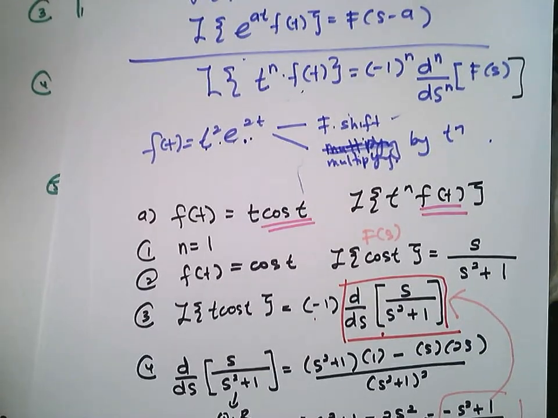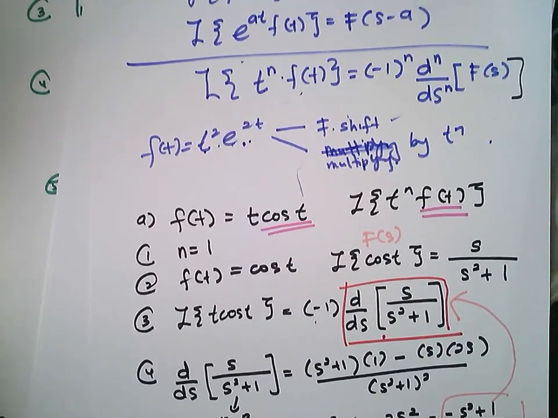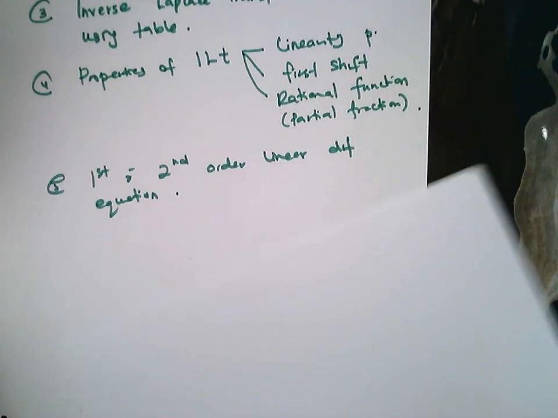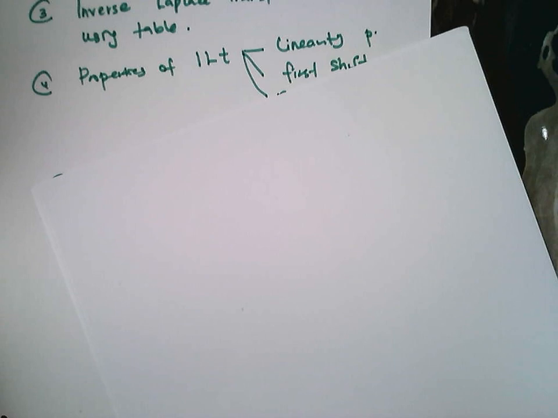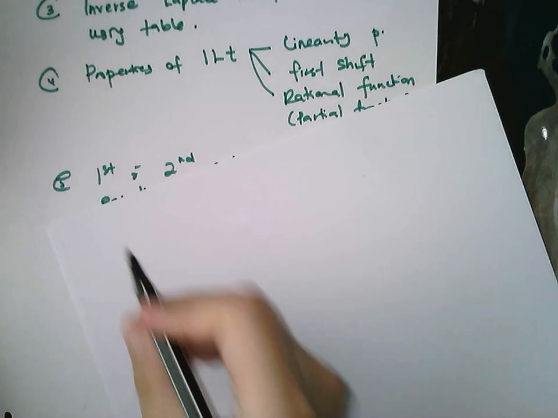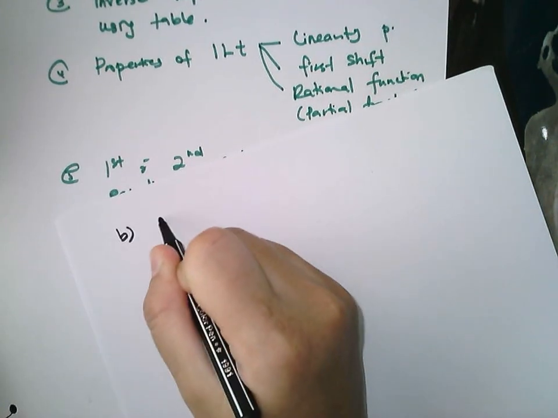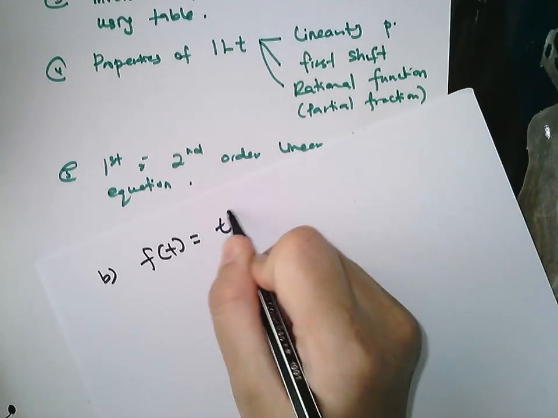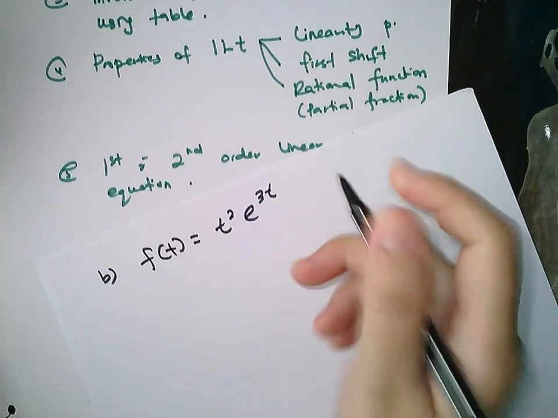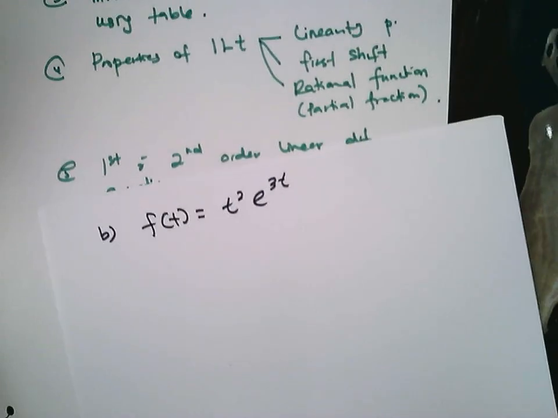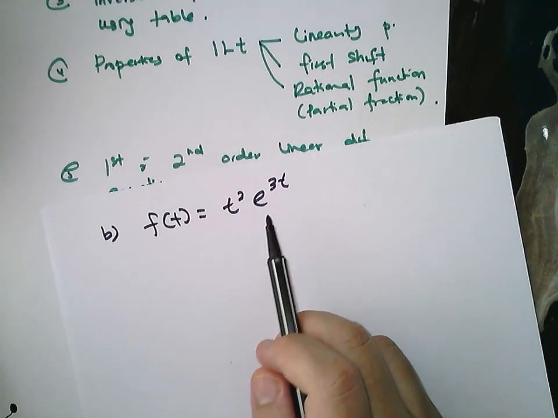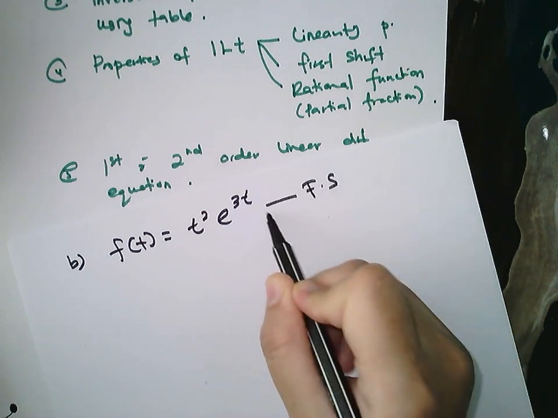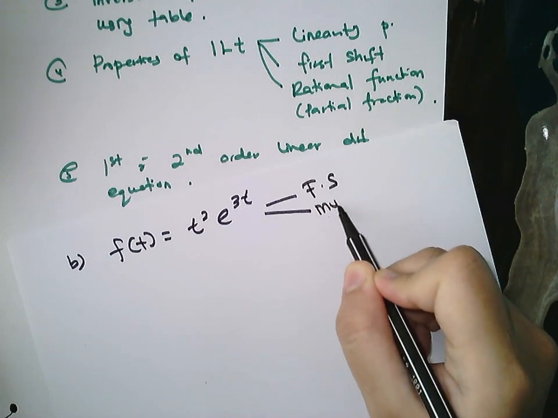Now let's take a look at another example. Let's say you were asked to find the Laplace of this function, f(t) is equal to t squared e to the power of 3t. Remember, when you have this kind of function, you can use either the first shift property or the multiplying by t^n property.